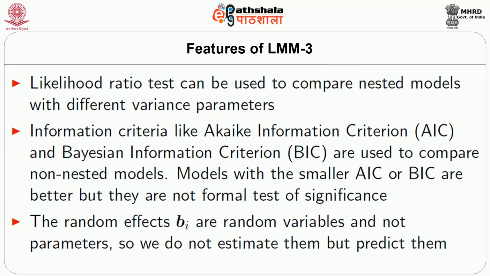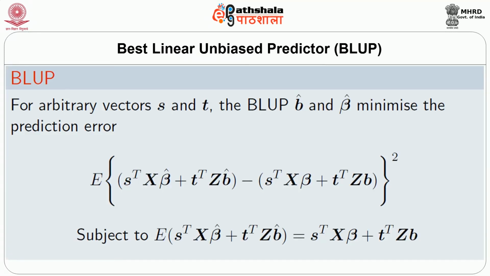Also, the random effects b_i are random variables, because they are samples from a normal distribution, as we have assumed. So, we cannot estimate b_i's, rather we predict b_i. Now, in the context of predicting b_i, we introduce something called the best linear unbiased predictor. The best linear unbiased predictor is defined as follows. For any arbitrary vectors s and t, the best linear unbiased predictor, or BLUP as it is popularly called, b hat and beta hat minimizes the prediction error.